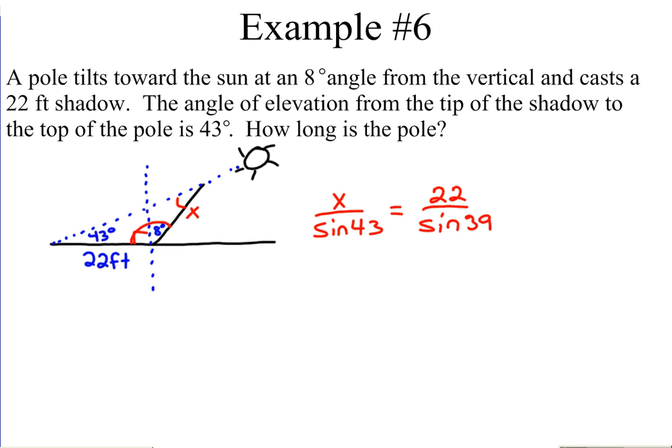Solve this proportion, multiply by sine of 43, make sure you are in degree mode, and we get x to be 23.84 feet.